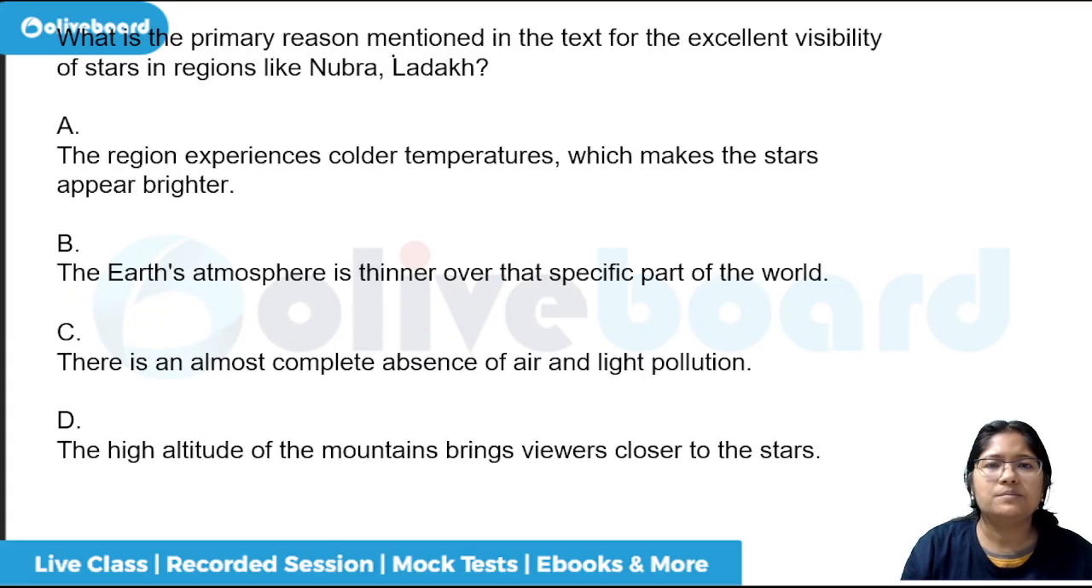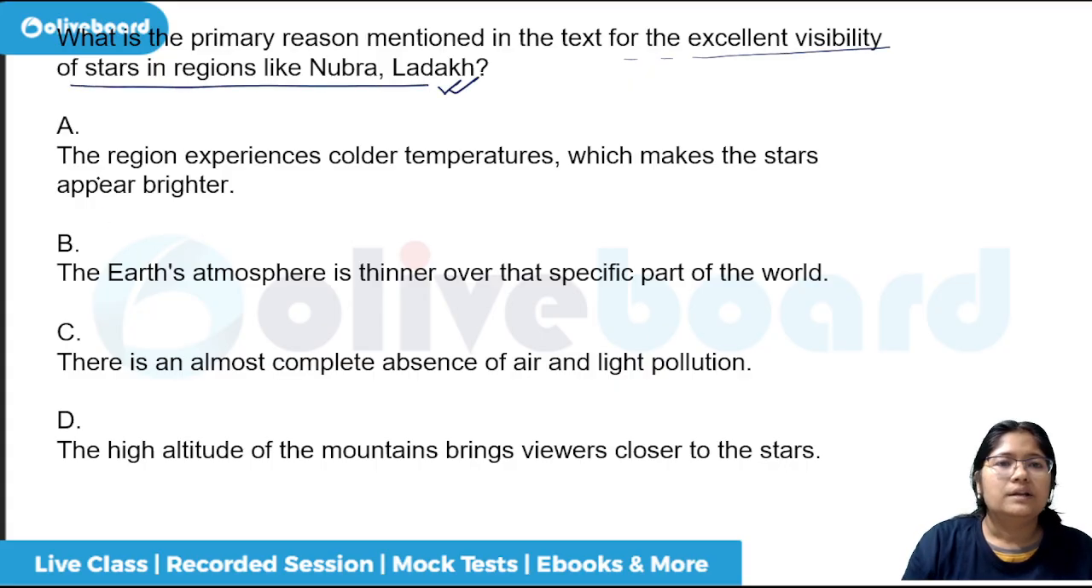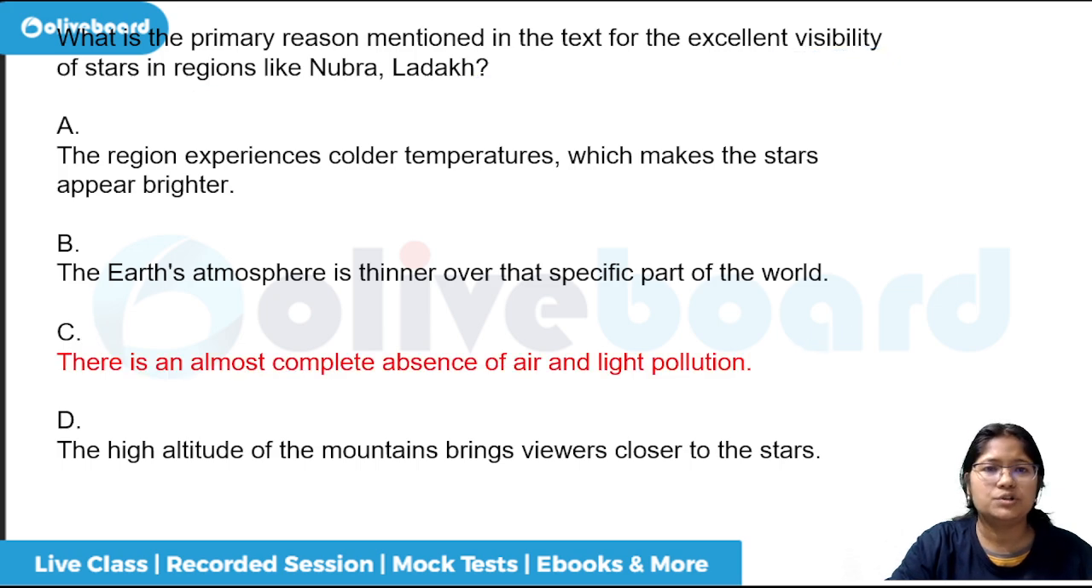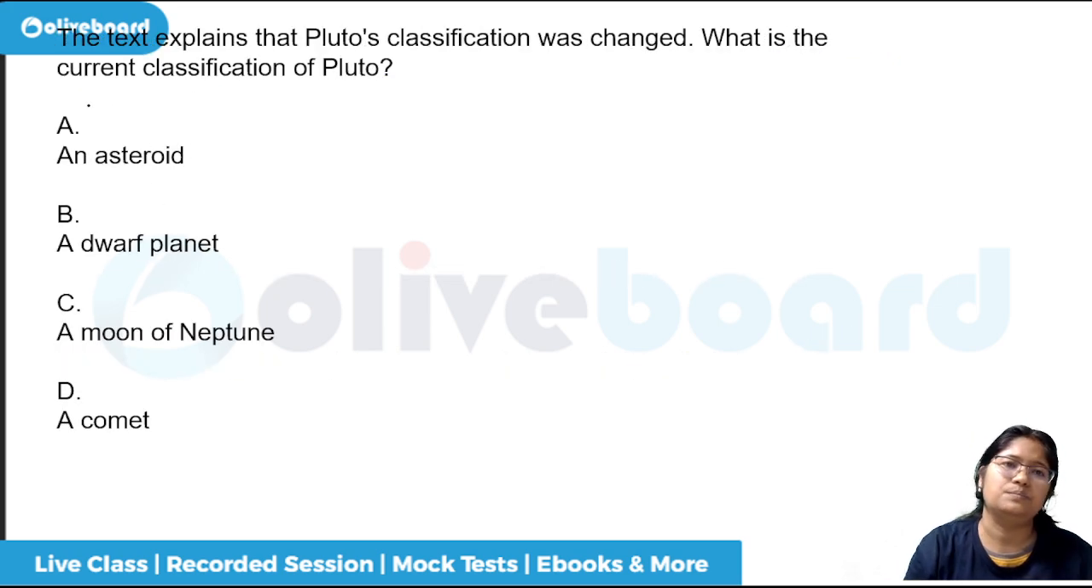What is the primary reason mentioned in the text for excellent visibility of stars in the Nubra Valley? The region experiences cold temperature, which makes the stars appear brighter. The Earth's atmosphere is thinner over the specific part of the world. There is almost complete absence of air and light pollution. So due to this almost complete absence of air and light pollution, these stars are clearly visible.